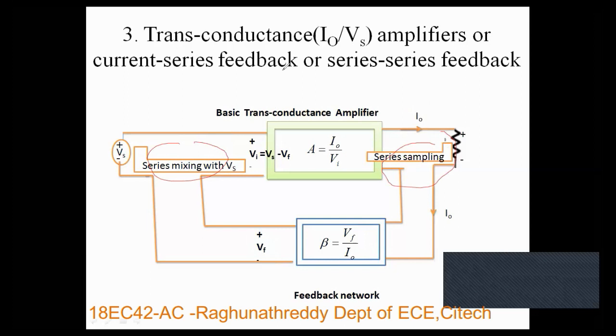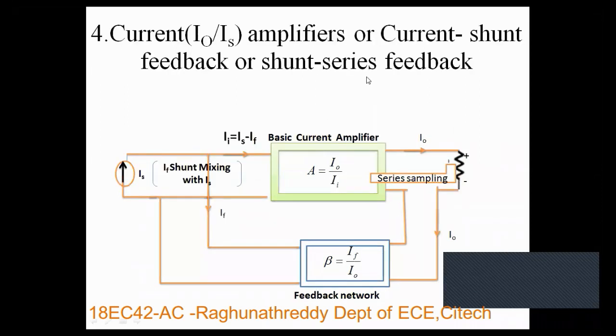Now let us move to the last one, that is the current amplifier. Current amplifier means output current by input current, hence it is called current amplifier. The output quantity is current, so the type of connection required at the output side is series connection. We can say that is series sampling, so this entire current will move to the input of the feedback network. The input to the feedback network is I naught.